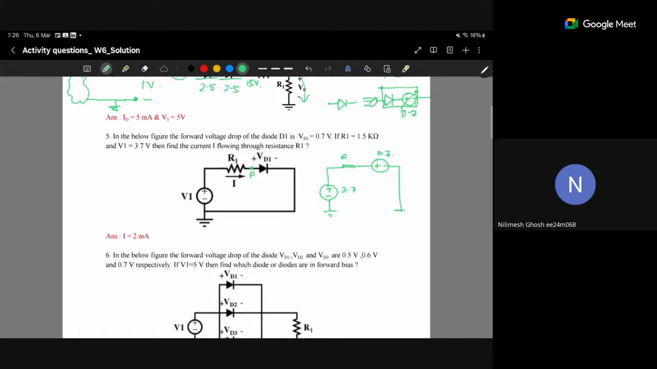Now current will flow from which direction to which direction? Let's say this node is A, this node is B. Current will flow from A to B, higher to lower. Exactly. So what is the voltage drop across A to B? 3 volt, exactly. So what will be the current? 3 by R. It will be 2 milliampere. Exactly, 2 milliampere. So that's how you can intuitively solve this question.